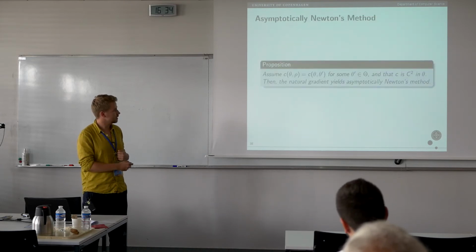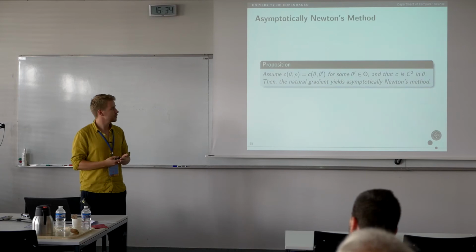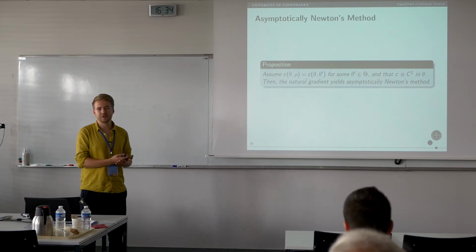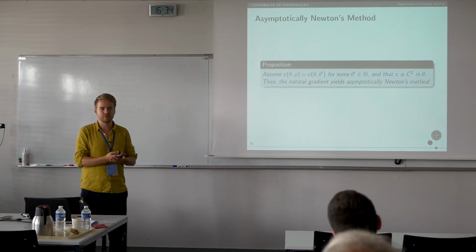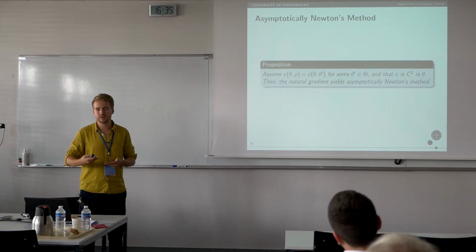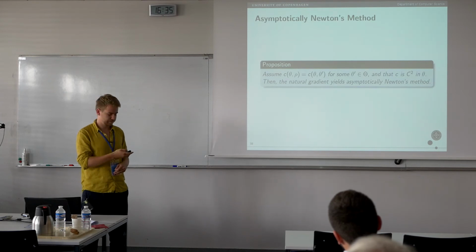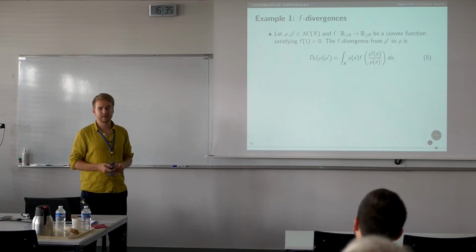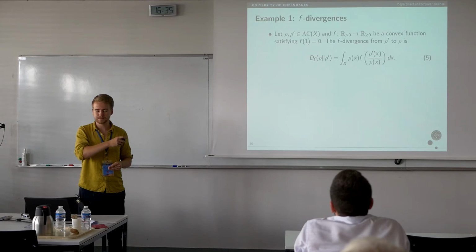And here's an easy proposition to show that asymptotically our method will just be Newton's method, which is also known in the natural gradient case, because it's well known already that if you're maximizing the likelihood, then the Fisher-Rao natural gradient will asymptotically just be Newton's method. And now that we have derived what we call the formal natural gradient, we will just give some examples.